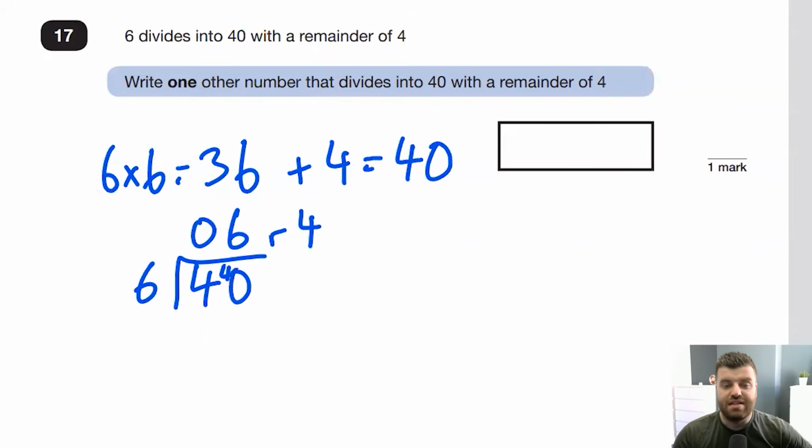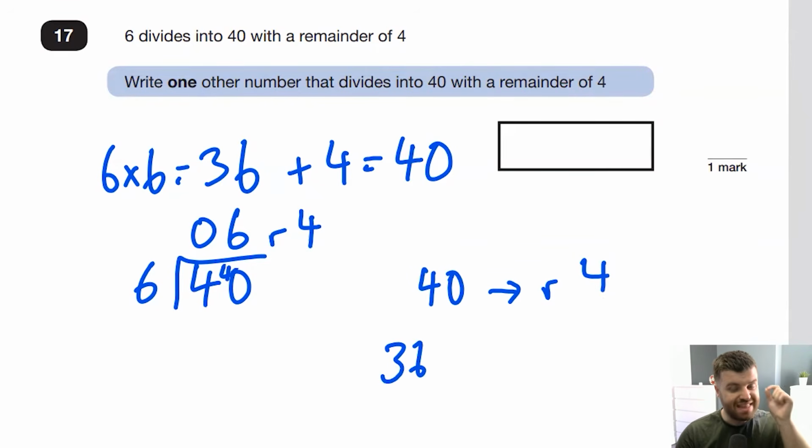Write one other number that divides into 40 with a remainder of 4. Well, if 40 gives a remainder of 4, that means the exact product must be 36, because only 36 will give us a remainder of 4 to 40. So what we're looking for is a number that 36 is a product of. So we're looking for factors of 36. So 6 has already been used. What other factors do we have of 36? Well, I know that 9 times 4 is 36. So let's do 9 and test it out and see if we can get the right answer here.